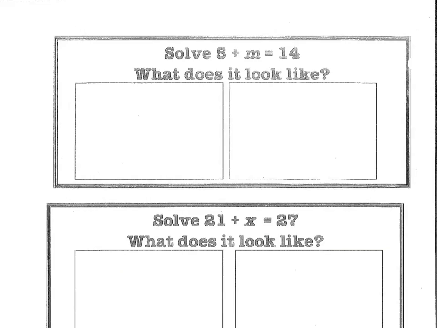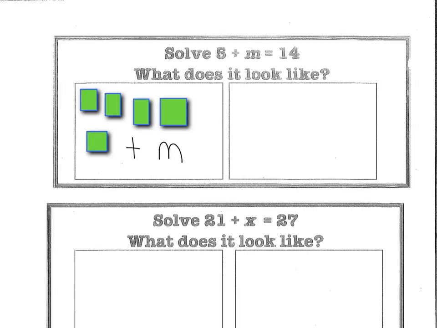Okay, let's try this one. 5 plus m equals 14. So once again, let's draw a picture of what this might look like. Okay, there's 1, 2, 3, 4, 5, okay, plus m, right? I don't know what m is, so that's over here. It's unknown. It's our question mark. It must equal 14 on the other side. So let's go ahead and put 14 over here.